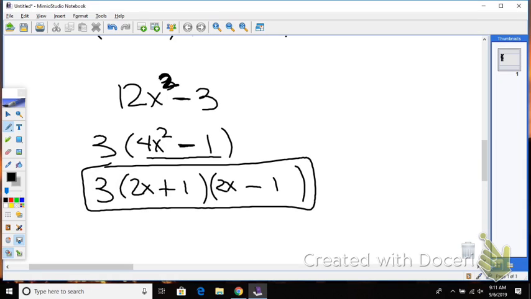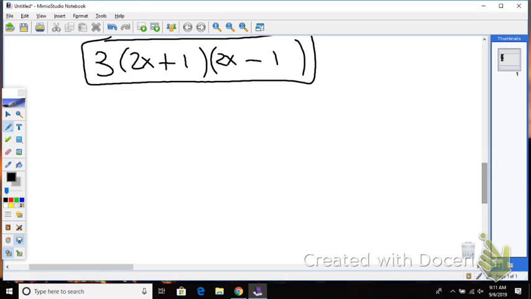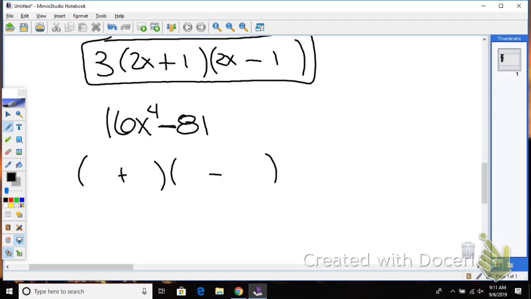Okay. Last one, I have this circled, so there must be one like this. If I have 16x to the 4th minus 81. We have subtraction. Are these both perfect squares? Yep, they are. So I can do difference of squares. Plus, minus. Let's start with 81. That's easier. What's the square root of 81? 9. So that's your second term. And then 16x to the 4th. That's 4x squared.